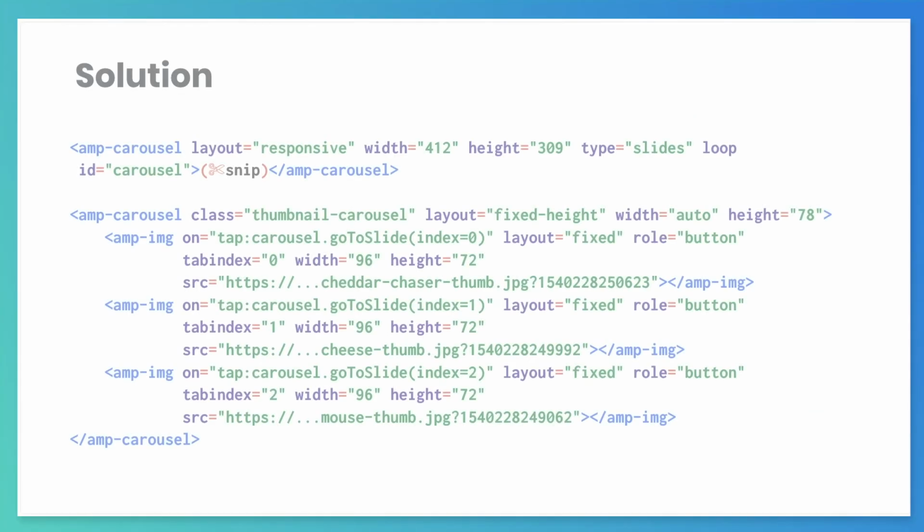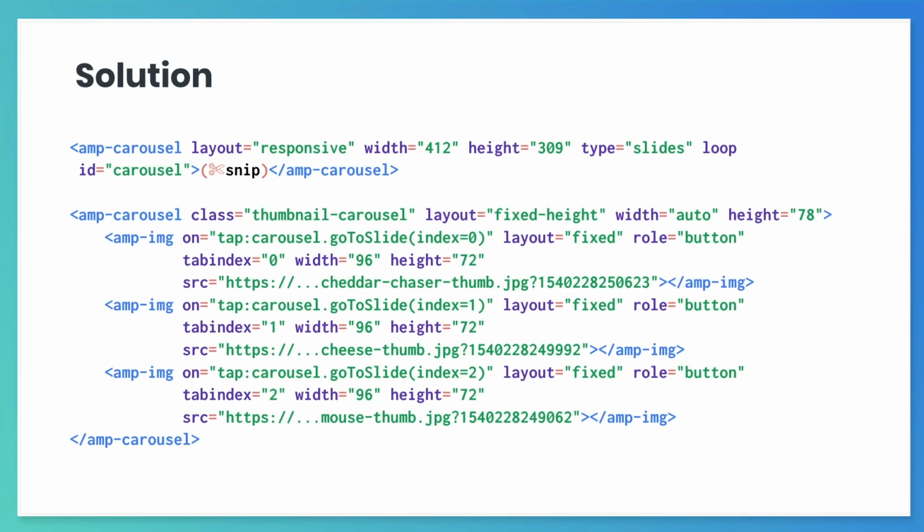When you're done, your code should look like this. Notice that we've made a new AMP carousel containing the thumbnail images, and we've given the first carousel an ID of carousel. When an AMP image in the second carousel is tapped or clicked, the action in the on attribute tells the first carousel to advance to slide 0, 1, or 2 respectively. Since the image URLs in Glitch have long path names, we didn't include those here.